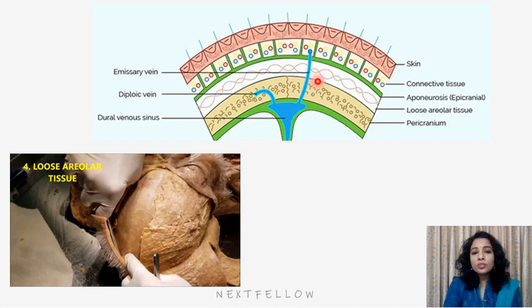The layer of loose areolar tissue beneath the aponeurosis accounts for the free mobility of the scalp proper. Additionally, it is an easy plane of cleavage in injury. Usually the plane of cleavage is along the loose areolar tissue, that is the subgaleal or subaponeurotic layer. When the hair is caught in machinery, the scalp proper is avulsed in this plane, and surgeons mobilize the scalp flaps in this plane.